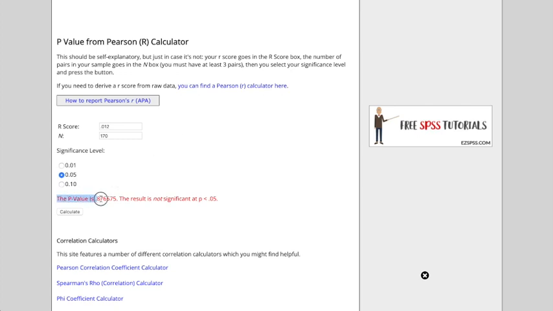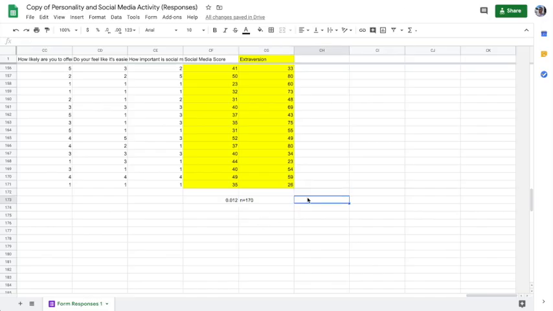So I need a couple of things. I need to remember what this p-value is. So I'm going to copy it, and I'm going to put it over here, okay?